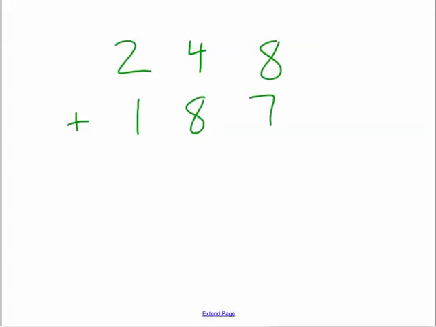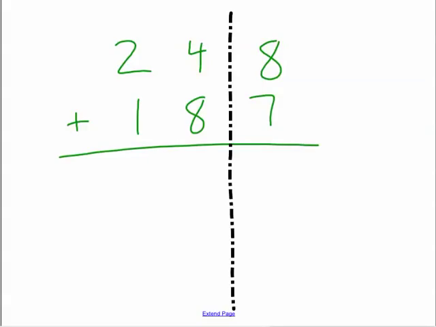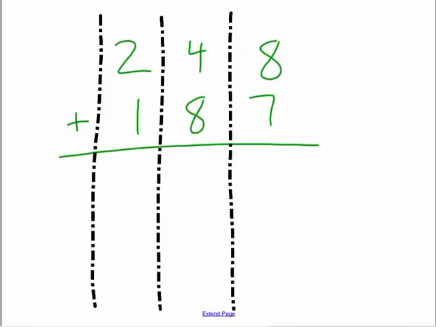So for instance, if we had the addition problem 248 plus 187, it's important first that we draw columns to separate our place values. For instance, we know over here this is the ones place, this is the tens place, and this is the hundreds place, and then even way over here, this would be the thousands place.